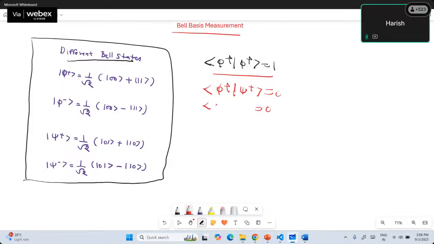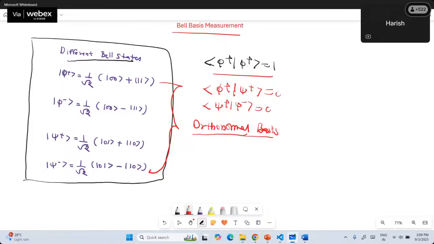You can take psi plus and psi minus as well. This property means these four states form an orthonormal basis. Why? Their inner product with themselves is 1 and with others it is 0. Using these four states, phi plus, phi minus, psi plus, psi minus, we can represent any two qubit state.